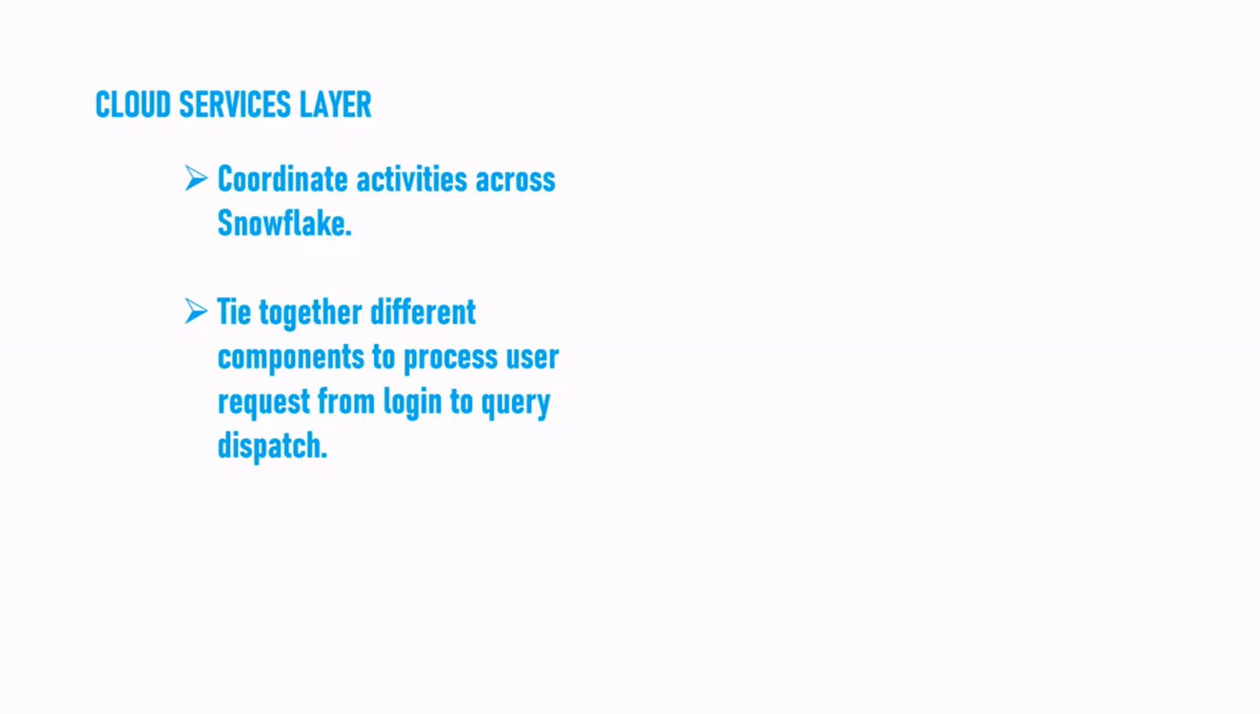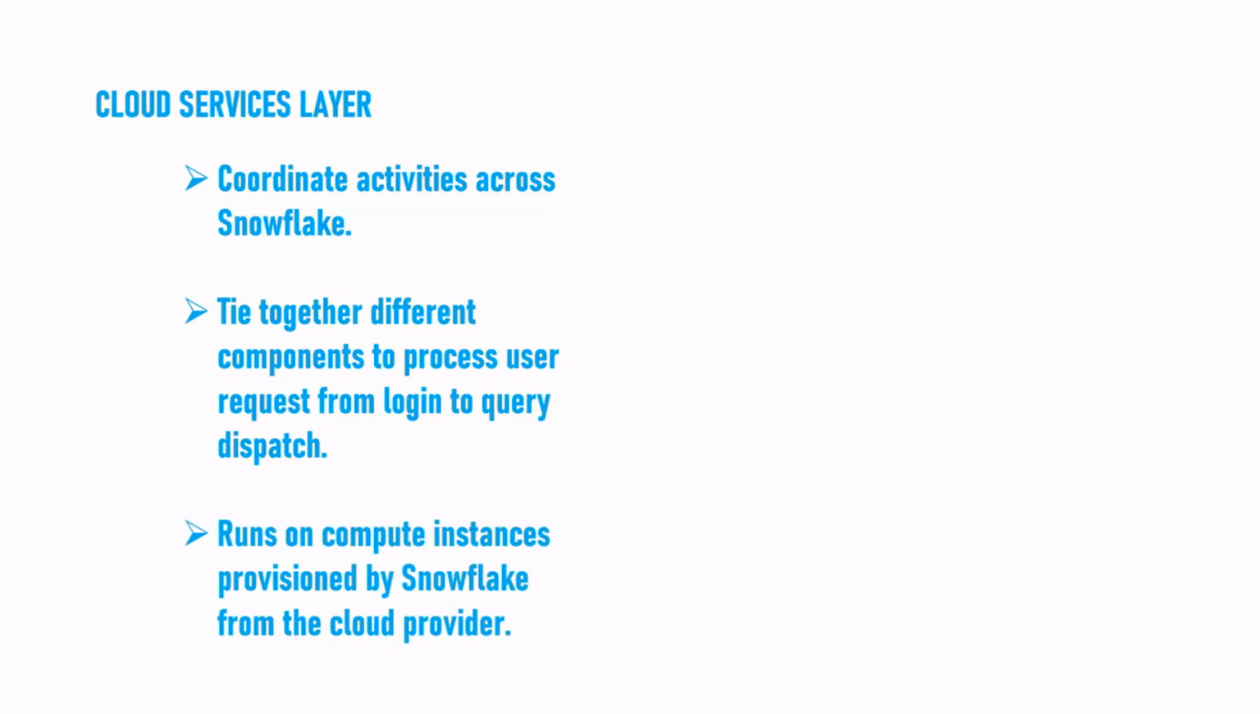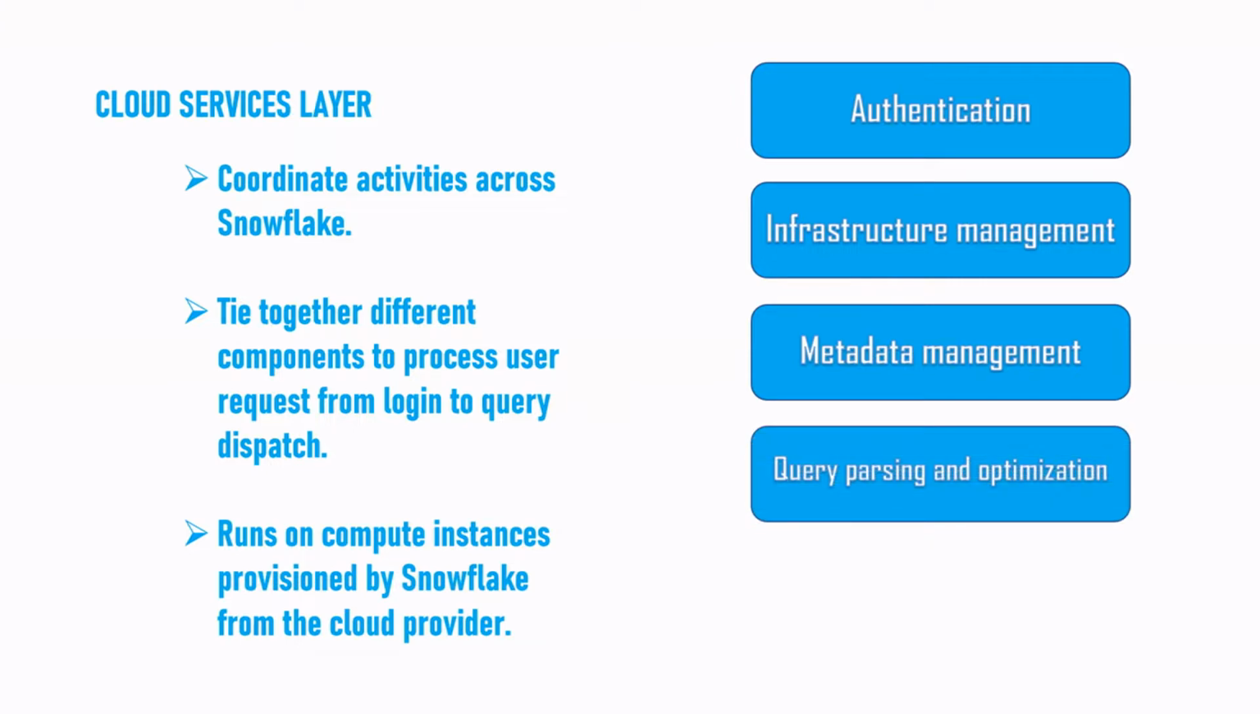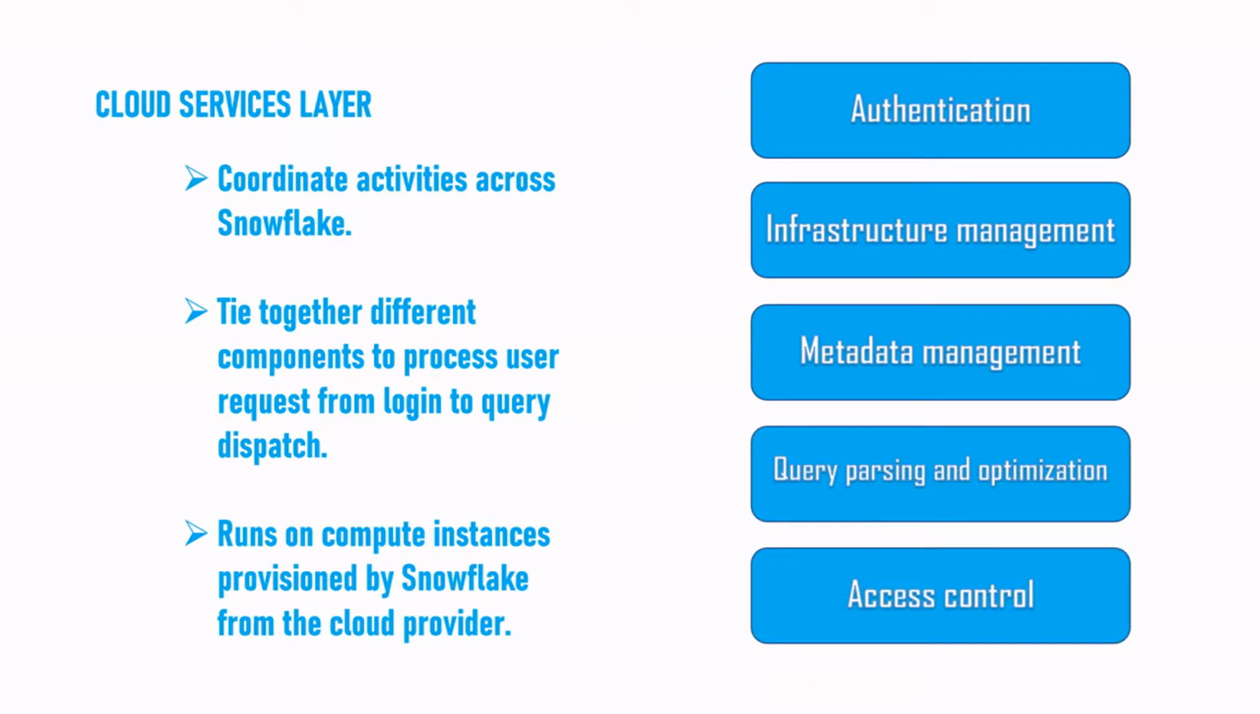First, let us see about the Cloud Services layer. As previously said, the Cloud Services layer is a collection of services that coordinate activities across Snowflake. These services tie together all of the different components of Snowflake in order to process user requests, from login to query dispatch. These services also run on compute instances provisioned by Snowflake from the cloud provider. The Cloud Services layer is responsible for the following activities across Snowflake: authentication, infrastructure management, metadata management, query parsing and optimization, and access control.